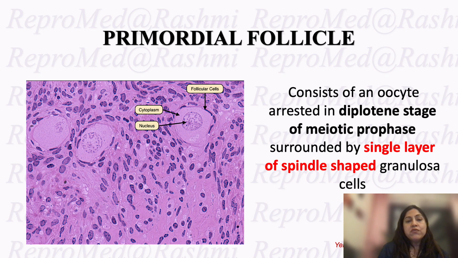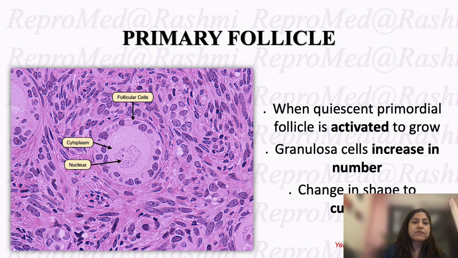The primordial follicle consists of, we can see here, the oocyte, which is arrested in the diplotene stage of meiotic prophase, surrounded by a single layer of spindle-shaped granulosa cells. Primary follicle: when the quiescent primordial follicle is activated to grow, the granulosa cells increase in number, we can see here, and change to cuboidal cells.